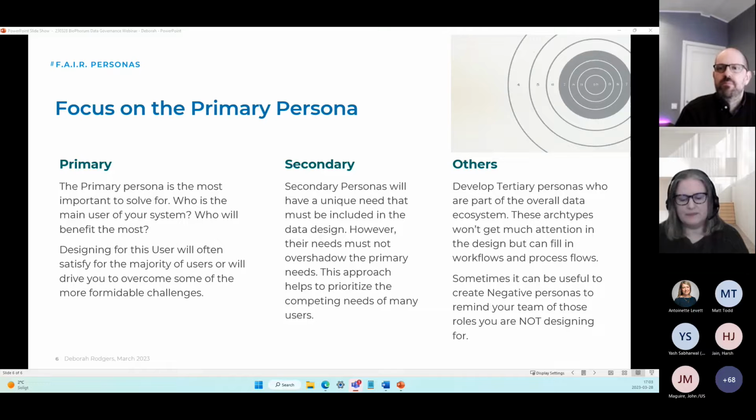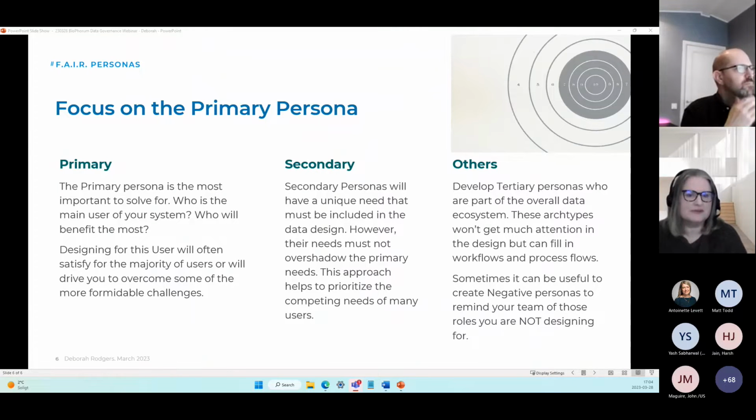And then the way you might interact is that you might pick a secondary persona. If we look at creators versus consumers, the consumer of the data is definitely going to be the primary person that you want to focus most of your decisions around. But a creator has some unique needs that you also need to be sure to include. They might not be part of the main interface. You might have a secondary interface for a creator. That's just one example of how the primary and the secondary personas interact.